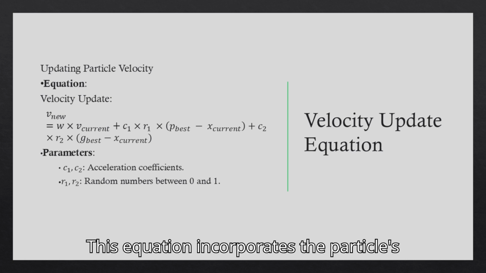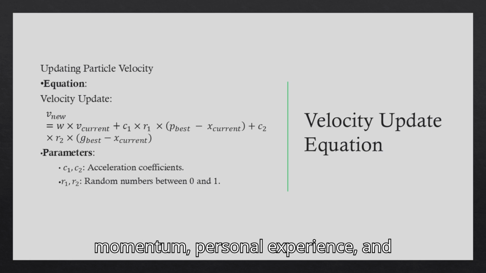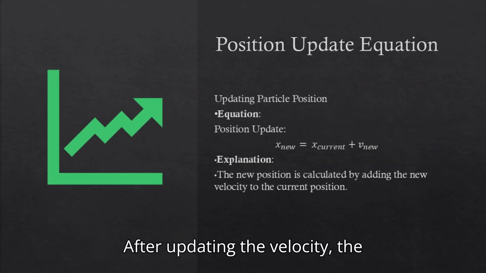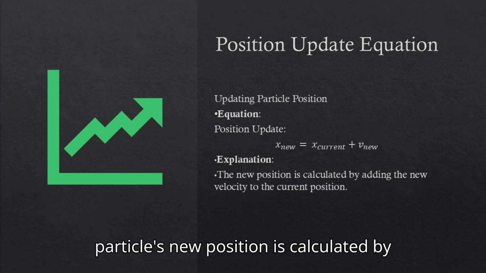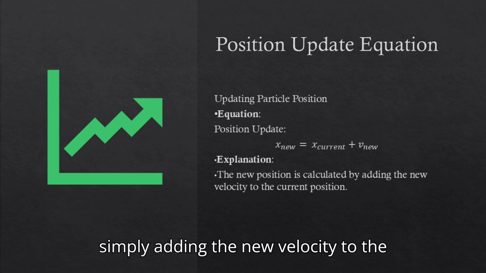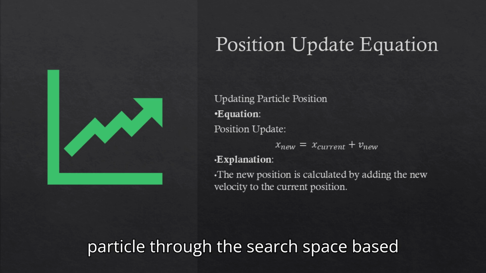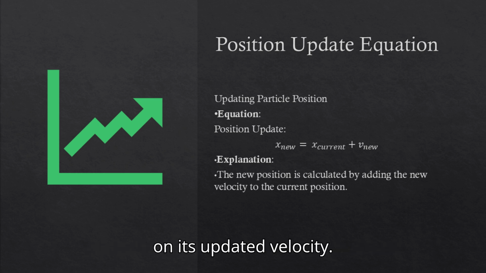This equation incorporates the particle's momentum, personal experience, and social influence. After updating the velocity, the particle's new position is calculated by simply adding the new velocity to the current position. This step moves the particle through the search space based on its updated velocity.